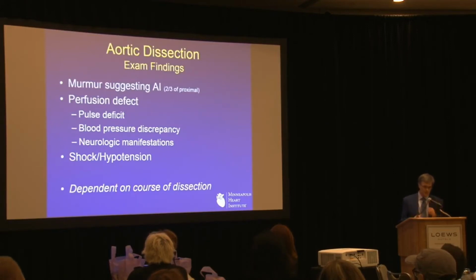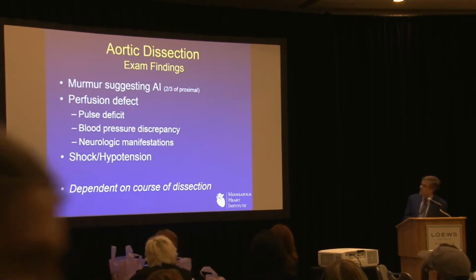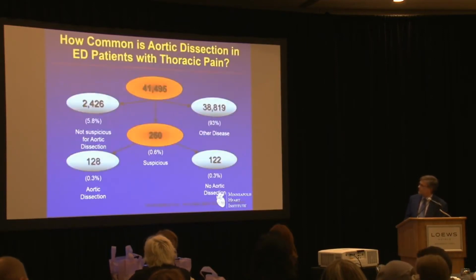And then there's things on physical exam. When we listen to the heart, we can hear a heart murmur. That's important. That's present in about 2/3 of the people with the type A dissections. There might be differences in the blood pressure depending where the dissection path takes it, or the patient might be really sick. They might be in shock or have hypotension, low blood pressure. So there's a variety of presentations.